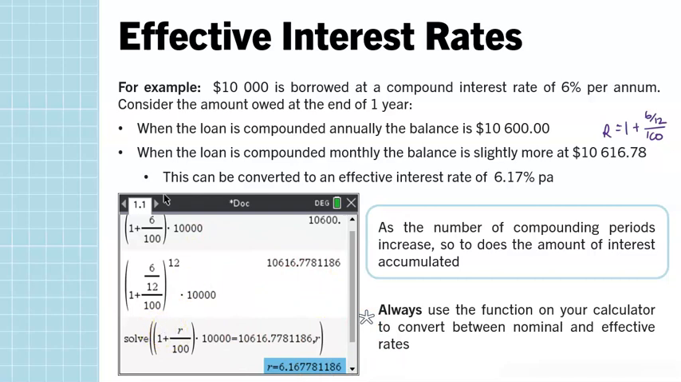So basically what we need to understand is that the more often a rate is compounded, so the more compounding periods in a year, the amount of interest accumulated also increases. So for an investment, that's good news. But for a loan, that's bad news. It means I end up owing more in the same time period. We do have a formula for calculating effective interest rates from the nominal, but we have a function on our calculator as well, and that's what we want to always be using to convert between either the nominal or effective rates.